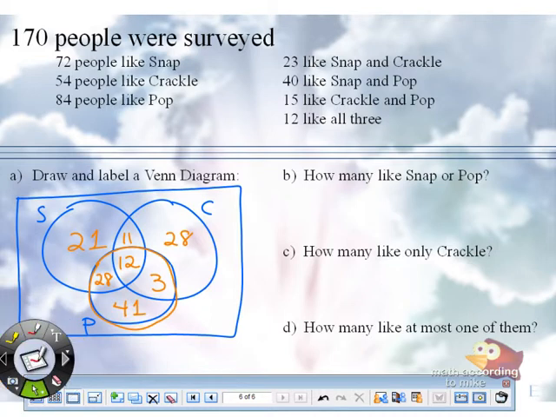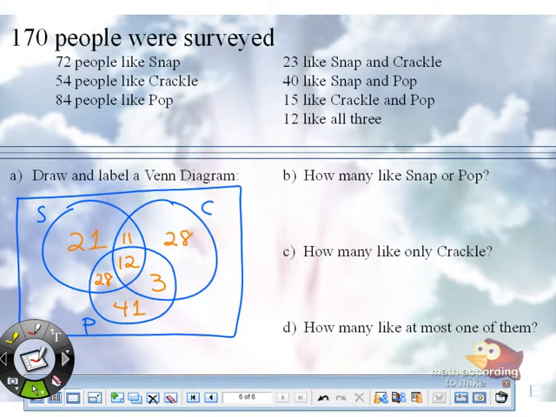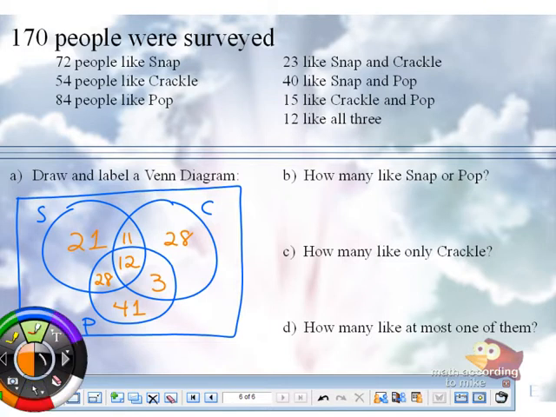I got a question about this, because all those added up equal 144, but there was 170 people through. Do you have to like snap, crackle, or pop? So the rest don't like you. Okay. So where do we put that number?